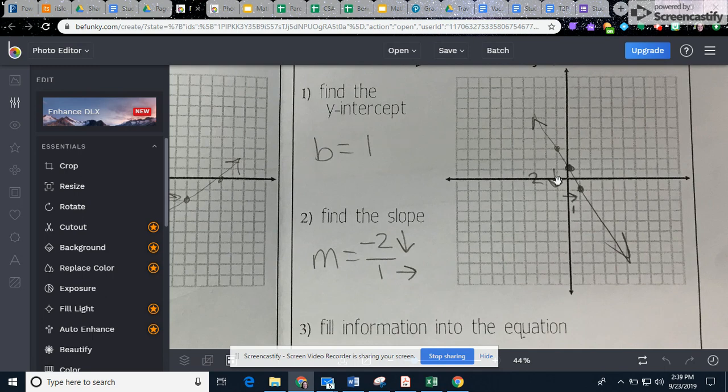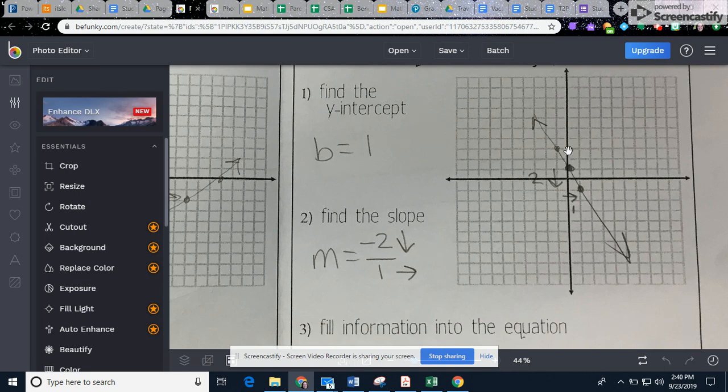Remember, the y-axis is the vertical one, so it tells you how many to go up or down. So since b is a positive 1, it goes right here. From here, you follow the directions for your slope. Go down 2, over 1. And like I said, you can keep doing that, and you're going to find that these points are all on your line. And again, you could also go opposite.